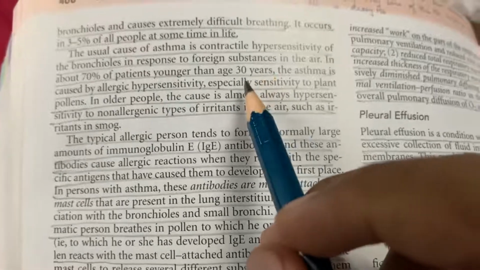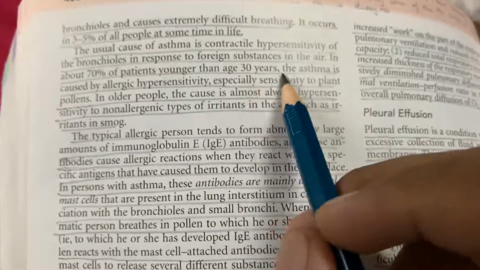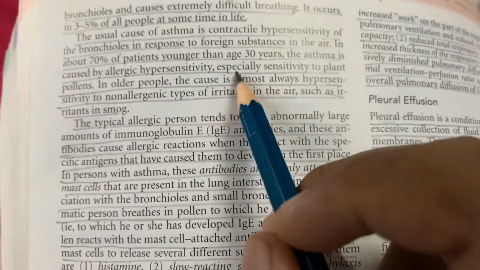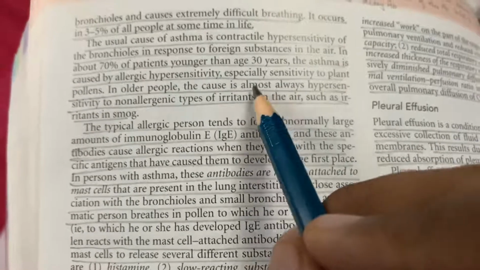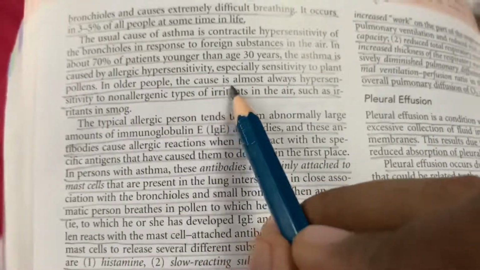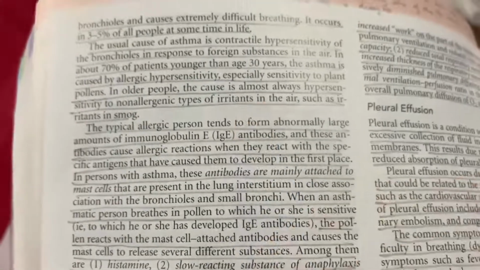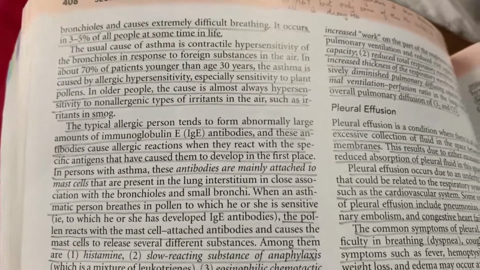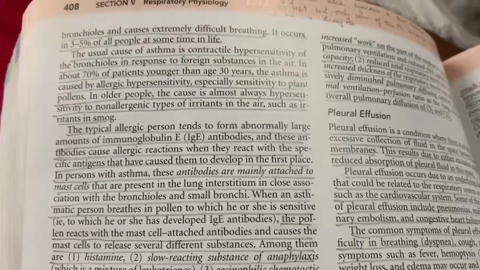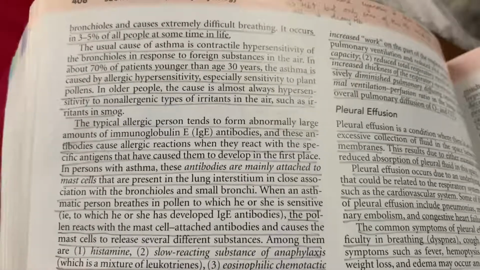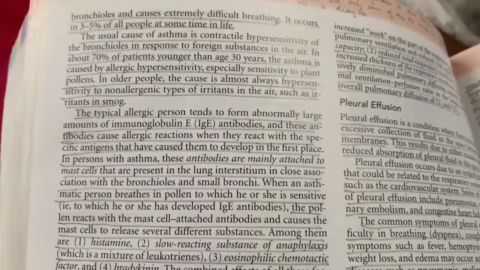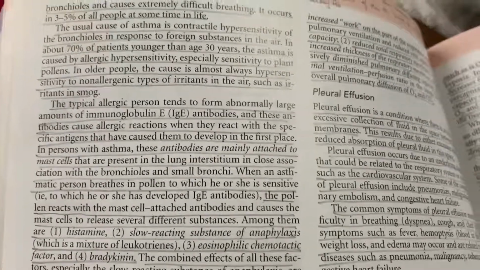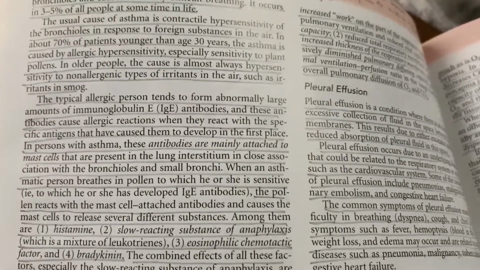In about 70% of patients younger than the age of 30 years, the asthma is caused by allergic hypersensitivity, especially sensitivity to plant pollen. In older people, the cause is almost always hypersensitivity to non-allergenic types of irritants in the air, such as irritants in the smoke. So basically, in asthma, there is spasmodic contraction of the smooth muscles in the bronchiolar walls because of an exaggerated allergic response.